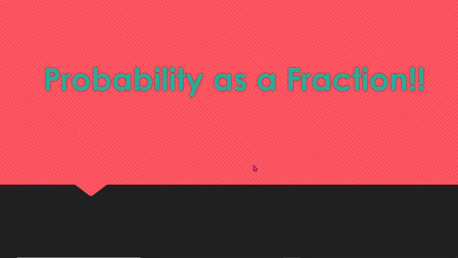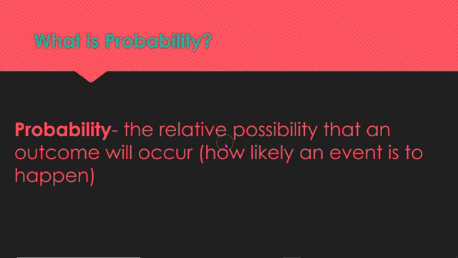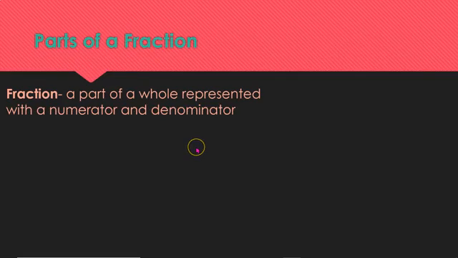It's Miss Brady here, and today we are going to go over how to represent probability as a fraction. To recap from yesterday's lesson, probability is the relative possibility that an outcome will occur. We can also describe probability by saying how likely an event is to happen. Before we start using fractions to represent probability, let's go over the different parts of a fraction.